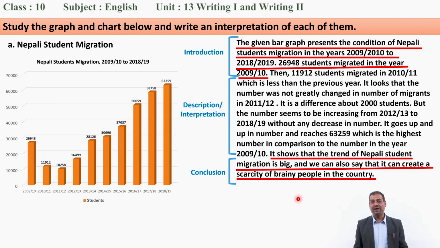And in your conclusion part, what do we need to write down? After comparing and contrasting the graphic text, we have to present our own opinion as a conclusion. For example, here you can see that the trend of Nepali student migration is big. This is the fact we can find here, and based on this we can also say that it can create a scarcity of brainy people in the country. It means that if all educated people go abroad, then the country won't have those people. So brainy people will be lacking in the country. So this is the interpreter's view as a conclusion here.